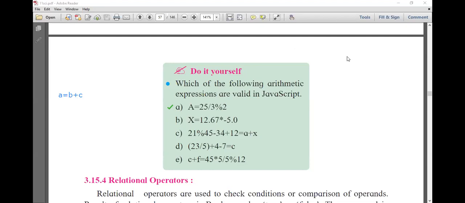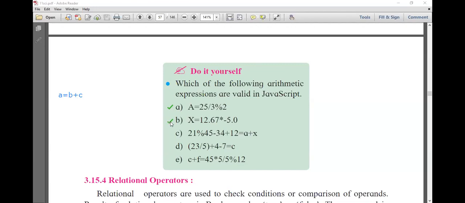Amol is saying valid. Swaroop is saying valid. Rutik is saying valid. Joshi is saying valid. Ratan is saying valid. Good. It is valid because the variable comes at the left hand side. Now what about this second statement?